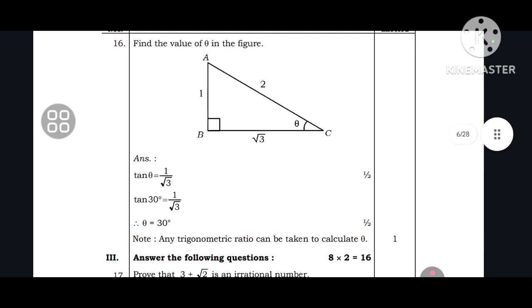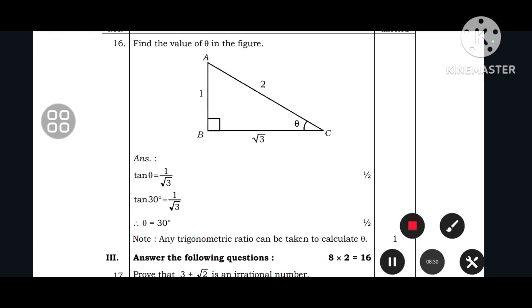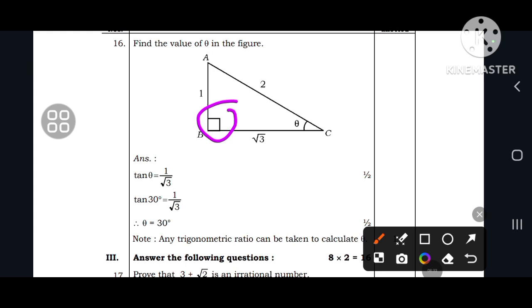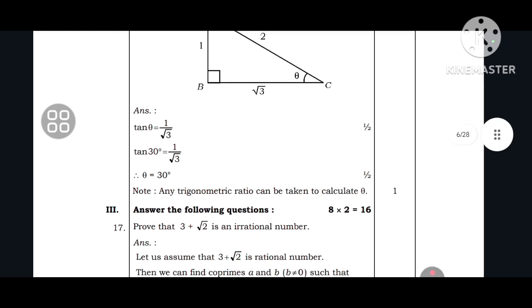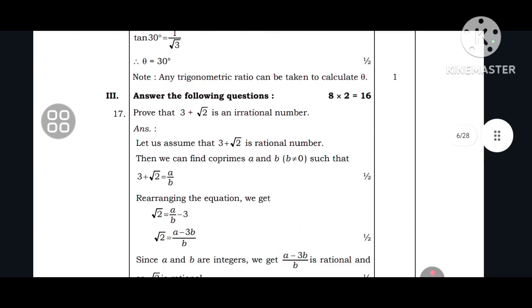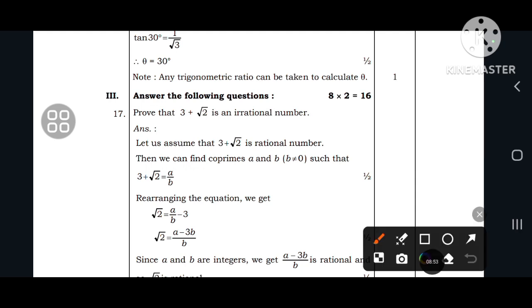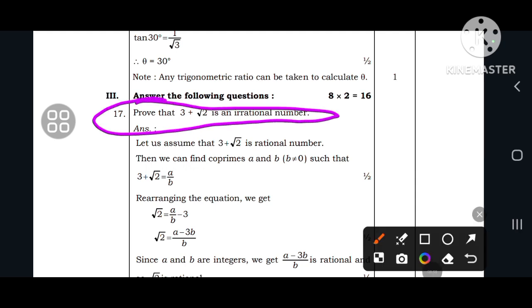And find the value of theta in the figure. This type of question they have solved in the NCERT textbook, which you refer to for class 10. The types of questions they have asked are like this, finding the angle, and here they have asked to find theta by solving this. Tan theta is equals to 1 by root 3, tan 30 degrees is equal to 1 by root 3, theta is equals to 30 degrees. You can find these questions in your textbook. You can solve this type of question, and these types of questions are fixed. This type of question they will ask repeatedly in the examination. These are from the textbook. You can see from the chapter real numbers.